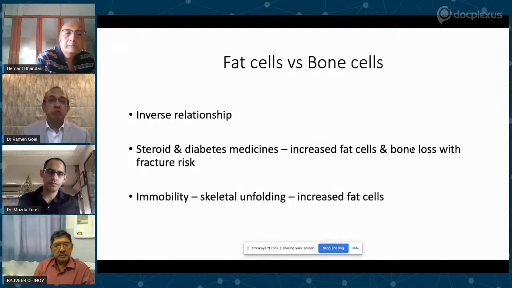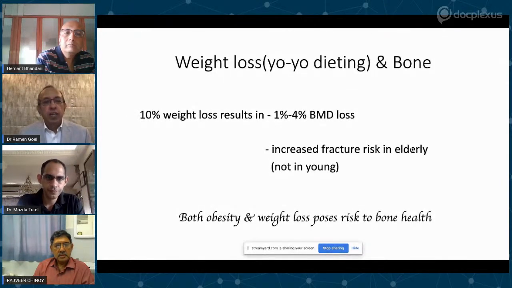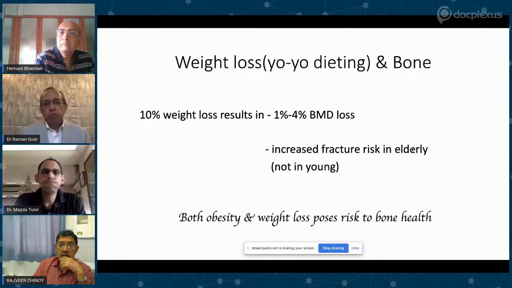All right. I just wanted to highlight that point. So, friends, this was about weight gain. Many of our patients who are on a diet or who undergo bariatric surgery, any kind of weight loss has its impact on bone. So, Dr. Chinoy, what about the effect on bone when you have weight loss?